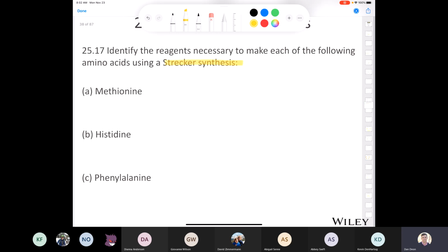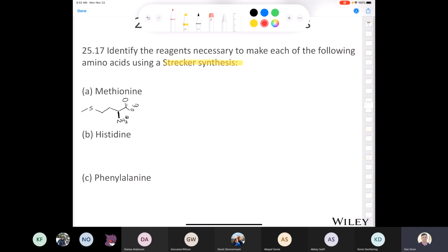So the way that you want to approach these kind of problems, the Strecker synthesis problems, is by thinking about the problem in terms of retrosynthesis. So if we draw the structure of methionine, and again, I don't ask you to memorize the structure of any of the amino acids. I would give you the structure of methionine. So here's methionine. And of course, we're not going to produce a chiral compound using Strecker synthesis. We end up with a racemic mixture.